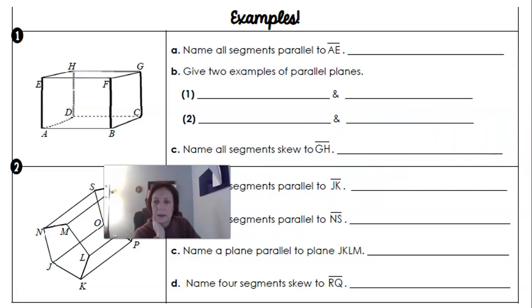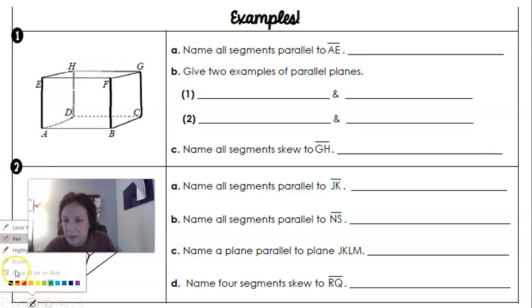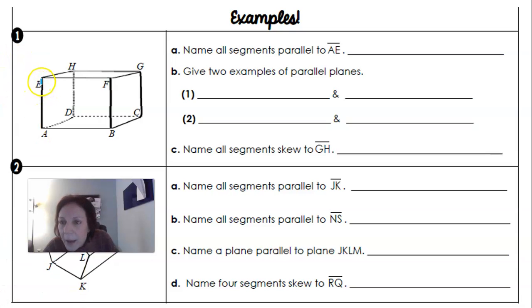I need to look at this diagram. Okay, so in number 1 here, it says name all segments parallel to AE. So the first thing I'm going to do is go find AE. Let me find a sucker. Highlight it. Let's use this pretty blue today. Okay, AE. Okay, there's AE. I need segments parallel to.